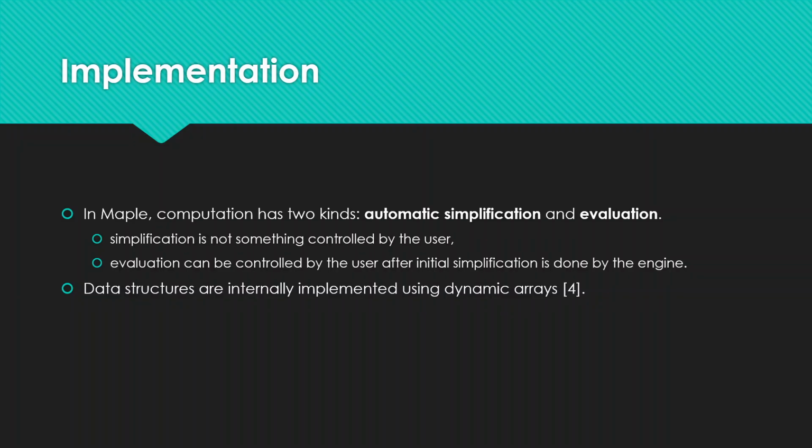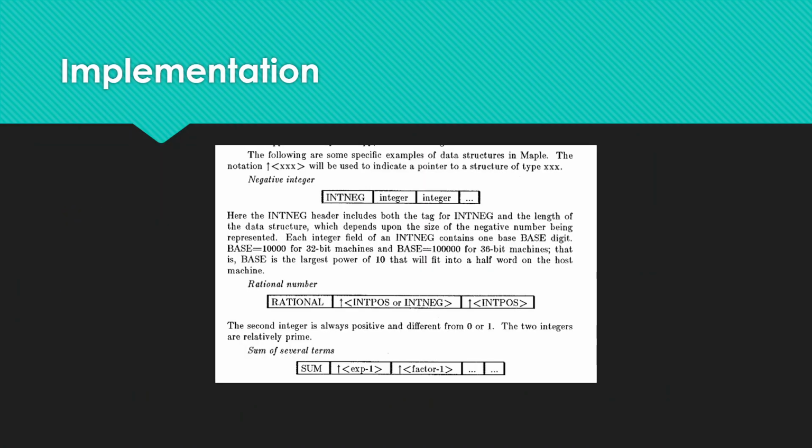Data structures are internally implemented using dynamic arrays. Here's an example of the dynamic array implementation of data structures used in Maple. Note that by data structures, we don't mean just the data structures you use as a programmer, but the internal representation that Maple uses. Say, for example, in this case, when representing rationals, or even representing the summation of expressions, as shown at the bottom here. So internally, it uses dynamic arrays for representing not just actual data structures, but also expressions in the language.